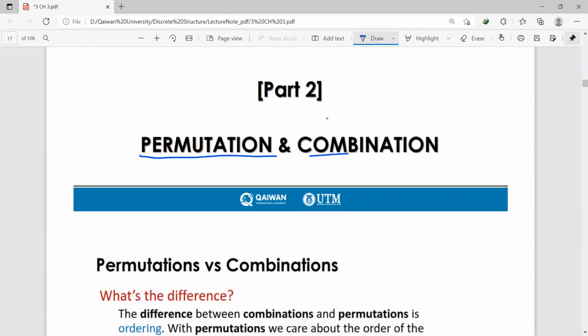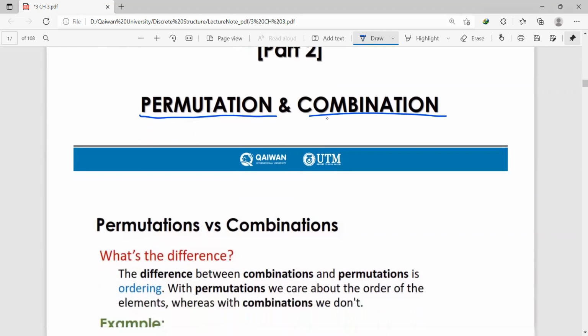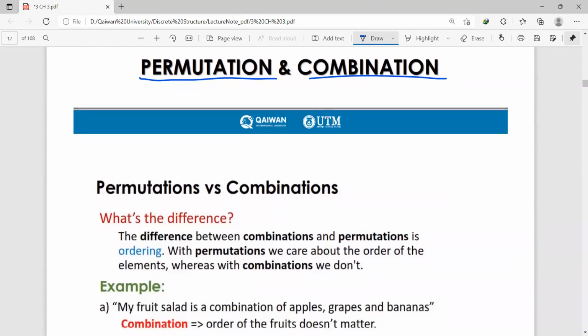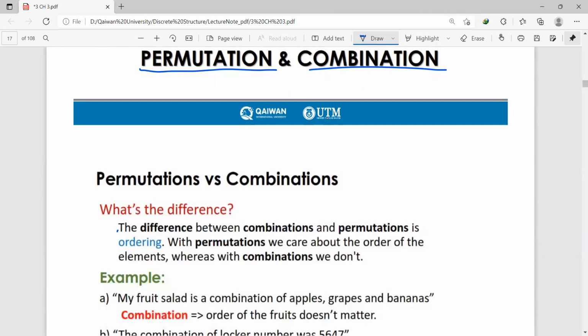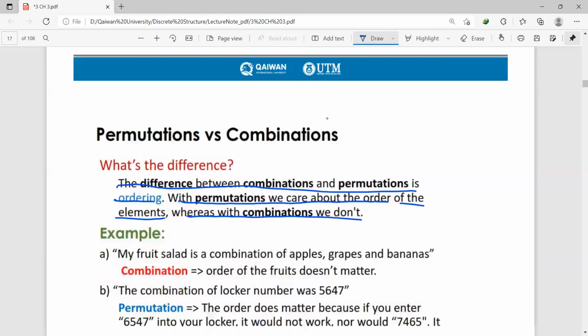For permutation and combination, we say the difference between them is ordering. For permutation, we care about order. We care about ordering, but for combination, we don't care about it. With permutations, we care about the order of the elements, and for combinations, we don't. That's the difference between combination and permutation.